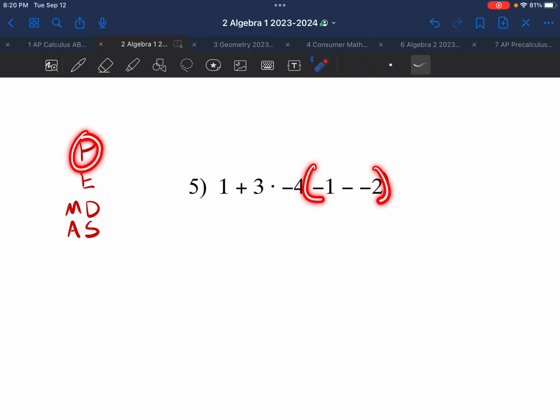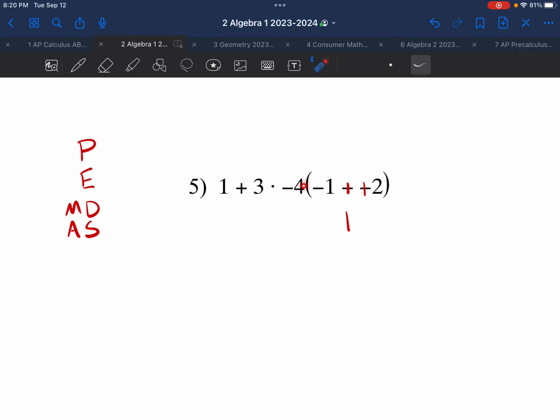So what's inside the parentheses? Again, I have a double negative, so I'm going to make those kiss and become positive. Notice one of them is a minus, one of them is a plus. Those are opposite signs. You're going to subtract. 2 minus 1 is 1. Take the sign of the larger. The larger in this case is the positive, so this is going to be a positive 1.